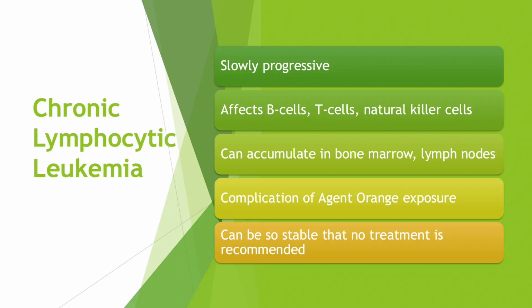Chronic lymphocytic leukemia is slowly progressive. The cancerous cells can accumulate in bone marrow and lymph nodes. This type has been identified as a complication of Agent Orange exposure. Interestingly, CLL can be so stable that no treatment is recommended. The patient is simply monitored over time.